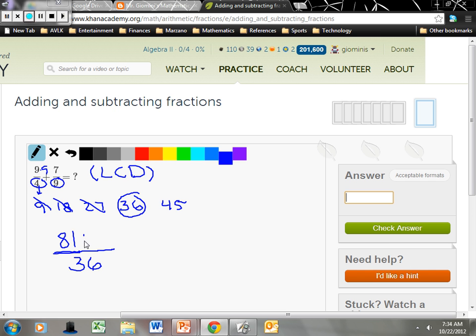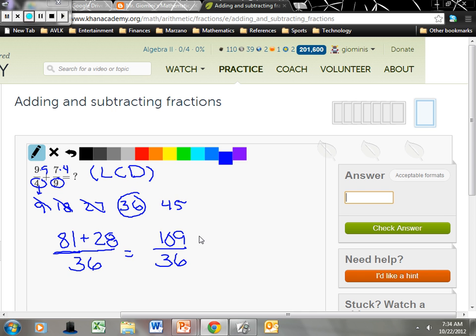Now this is an addition problem, so I put plus. What did I multiply 9 by to get 36? Well, I multiplied it by 4. So whatever I do to the bottom, I do to the top. 7 times 4 gives me 28. Denominator stays the same, and I just simply add now. 81 plus 28, which I believe gives me 109.